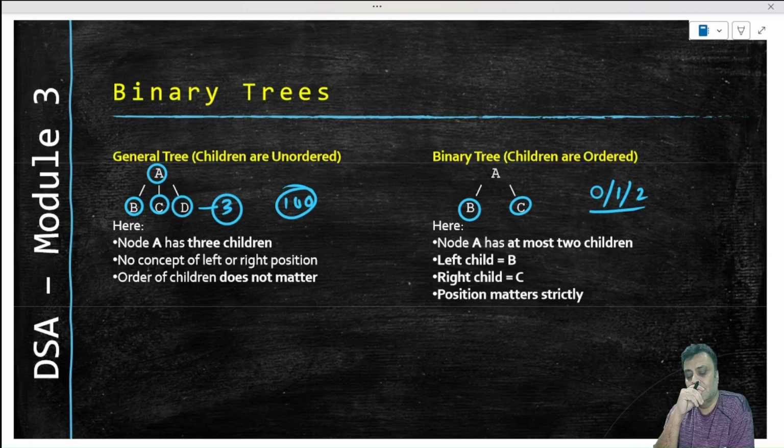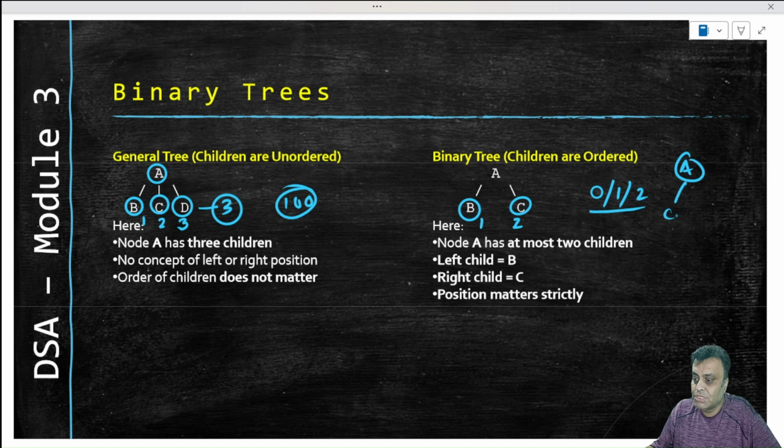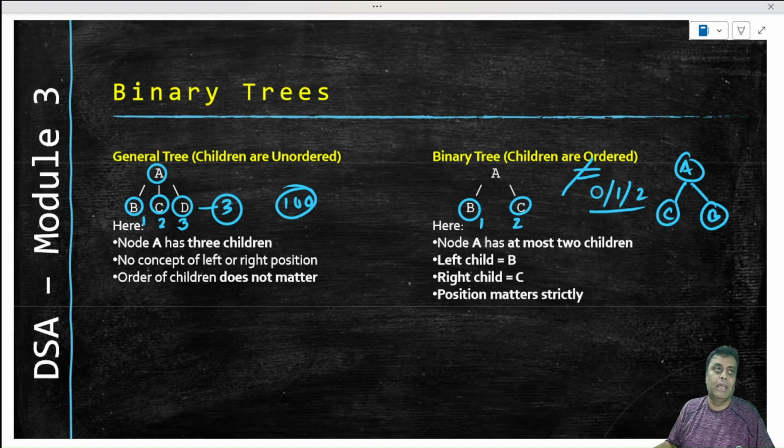And what else that we can think about is that the positioning of B being the first element, C being the second element, and D being the third element is not relevant in a general tree. Whereas here B being 1 and C being 2 is very, very relevant in a binary tree. The left and right child have a significance in a binary tree, and hence this tree A to C and A to B is not the same. This is not the same in a binary tree parlance.